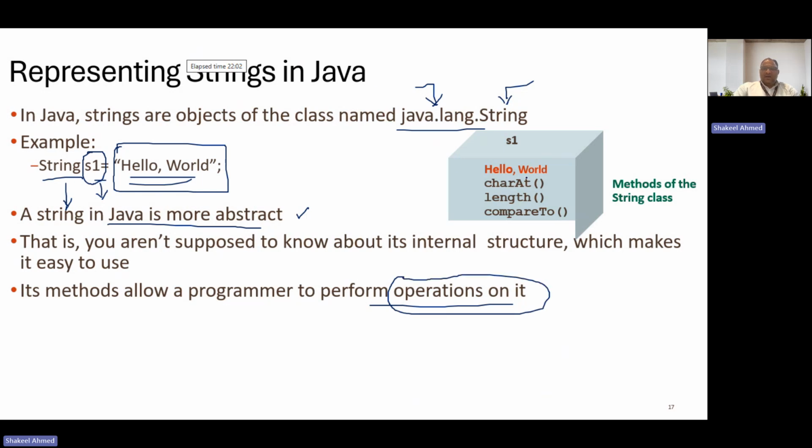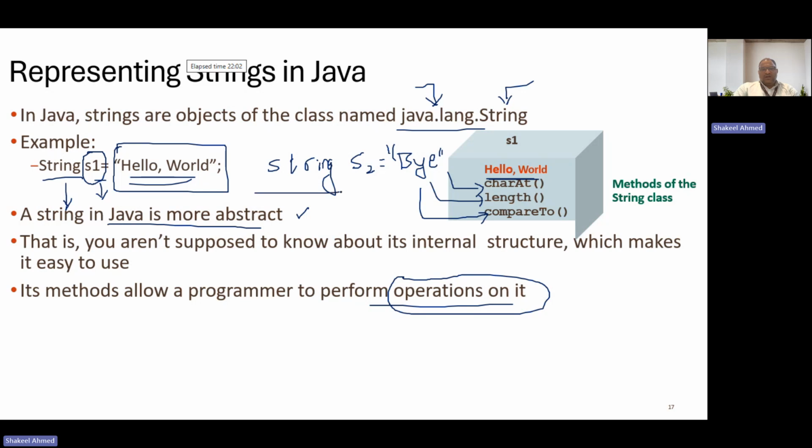So we'll be seeing that hello world is a string. What is the position of the character at? So with charAt you can find one particular character, and you can find out the length of that particular string, how many characters it has. And you may want to compare two different strings. So compareTo. For example, you have a string s1 equal to hello world, and you have one more string s2 equal to, say, bye.